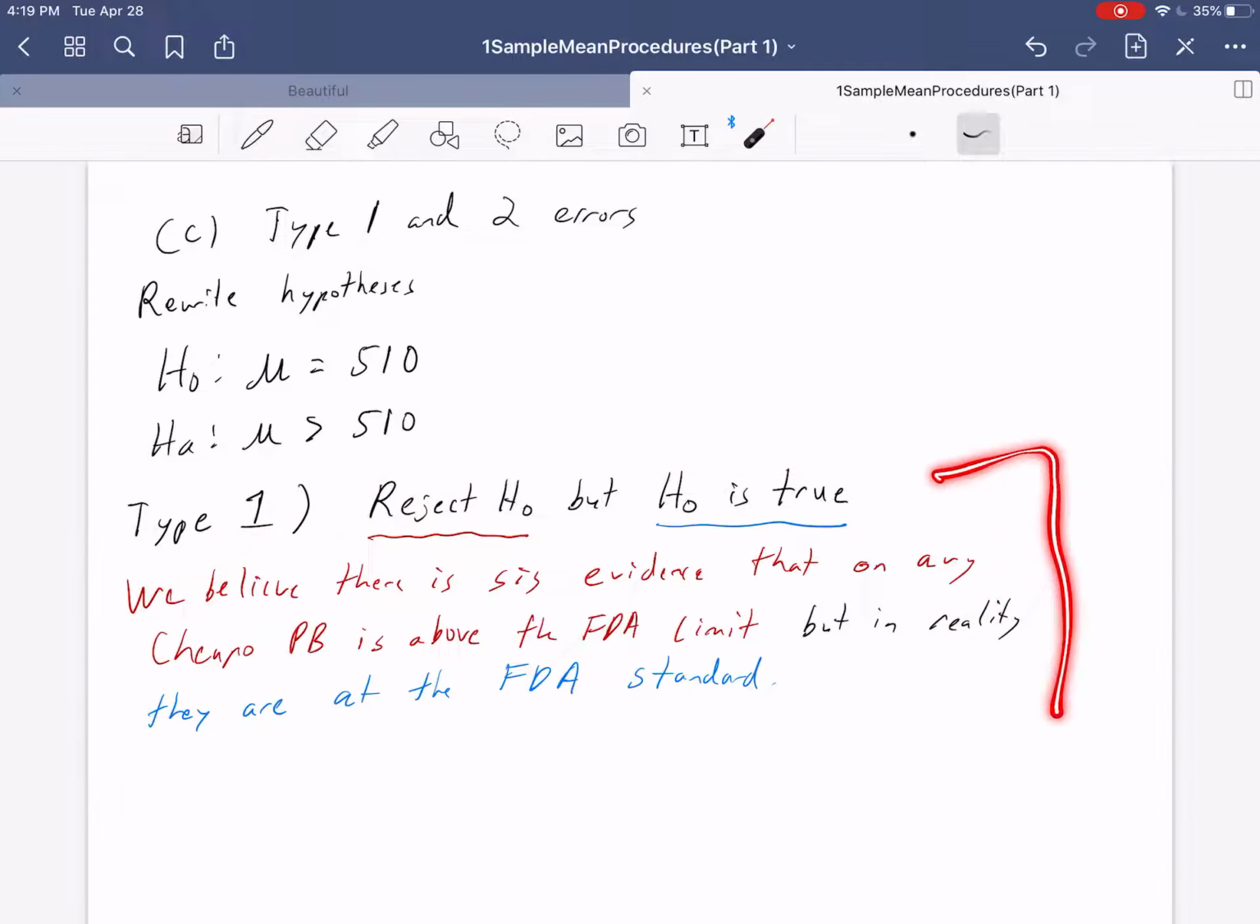In real life, what would be the result of this? Well, this would be where you say that there's evidence that they're above the FDA limit, but in actuality, they're operating within normal standards. If you think about what would happen here, this would turn into a false accusation. This would be where you would decide based on your research that they should be investigated or punished by the FDA, but in reality, they're not doing anything wrong. That would be a type 1 error in this situation.